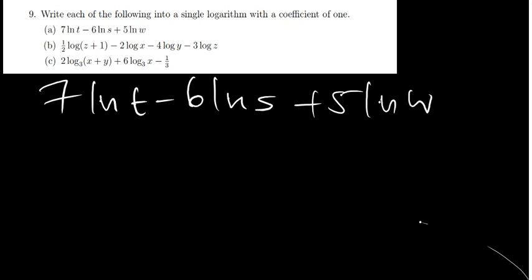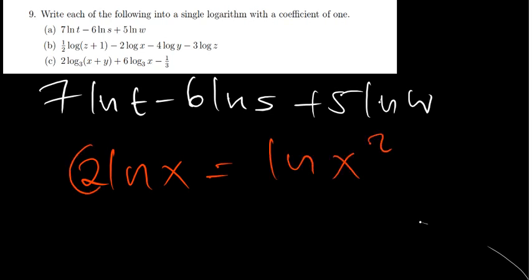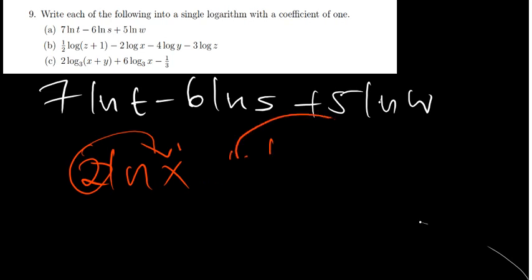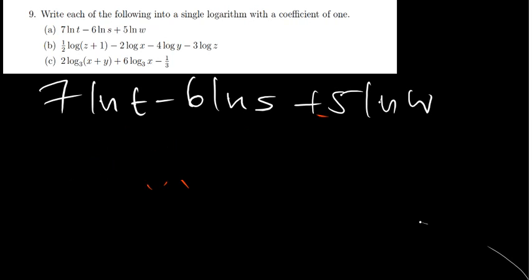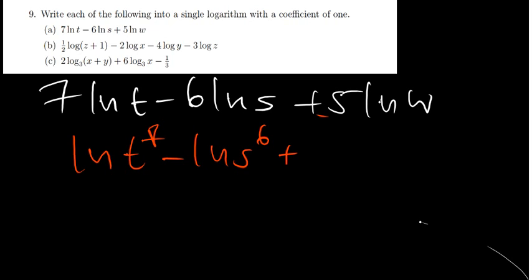Remember last time I said, if I have got, let's say, 2 ln x, this is the same as ln x to the power 2. This power can be shifted to be on top. At the same time, I can just shift this to be in front. Those are the properties of log. So in that case, we want to make this simple. I'm going to say this is the same as ln t to the power 7 minus ln s to the power 6 plus ln w to the power 5.